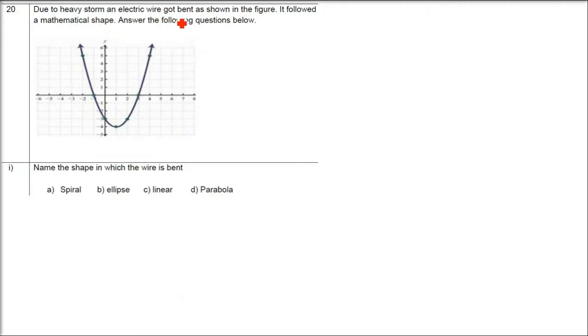Due to a heavy storm, an electric wire got bent as shown in the figure. It followed a mathematical shape. Answer the following questions below. So there was a wire, it was straight as shown here, and then it has been bent because of a storm. So name the shape in which the wire is bent.